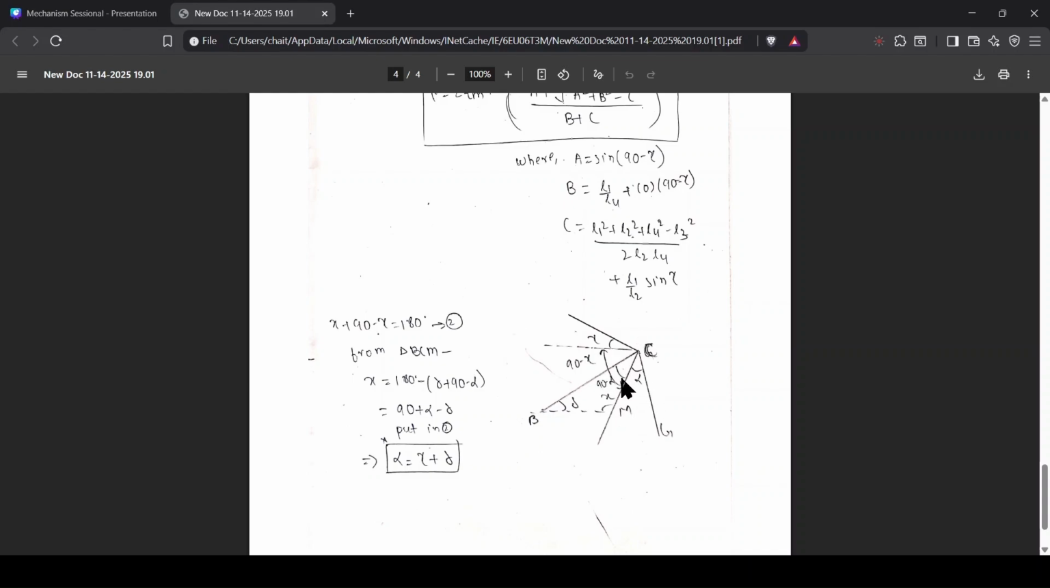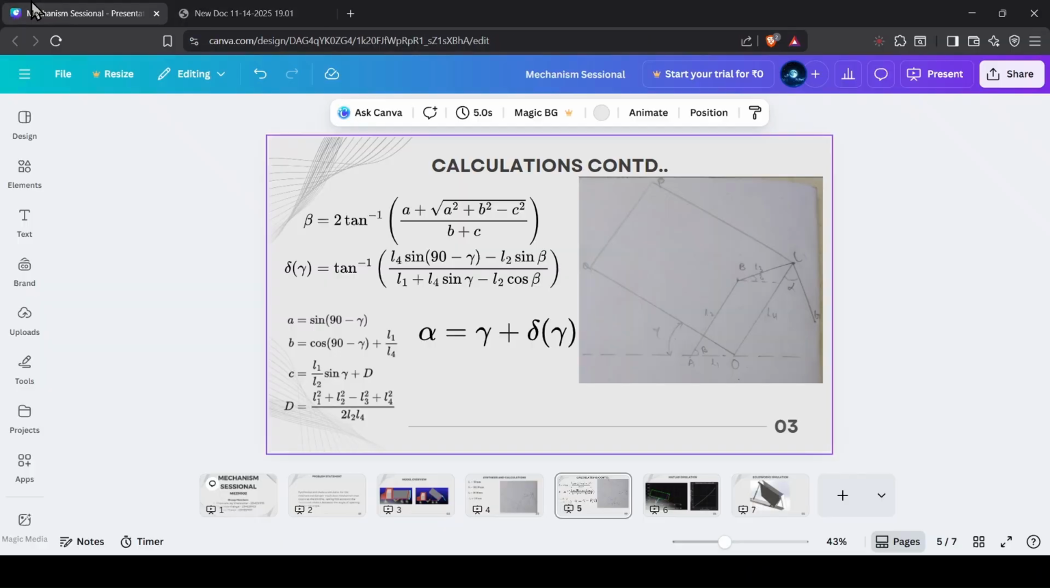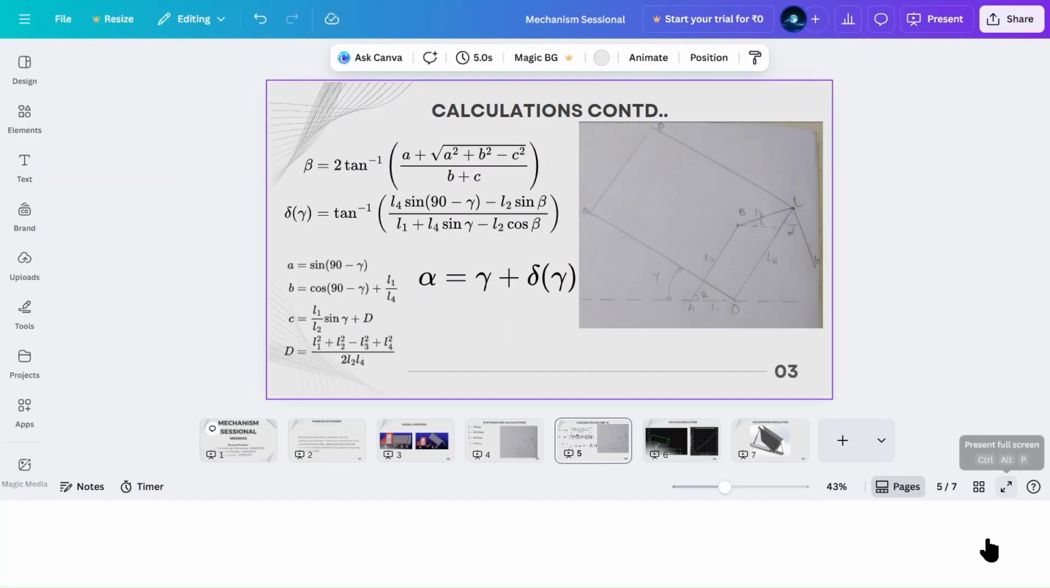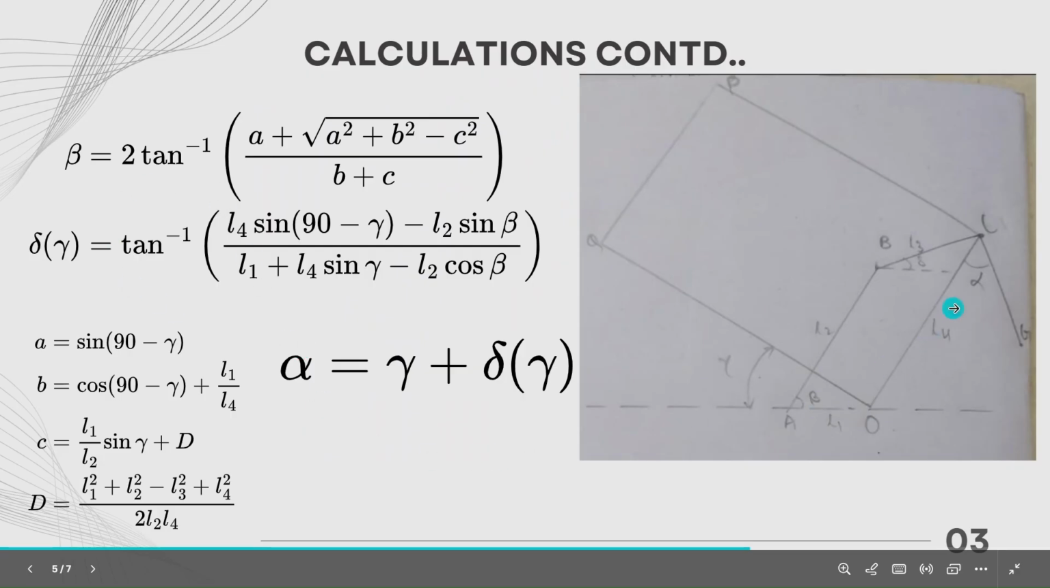This angle will be 90 minus alpha because we have mentioned that BC is always perpendicular to CG. Now in this triangle BMC, if we know delta and we know 90 minus alpha, we can figure out x from the summation of angle property of the triangles. And these two lines are always parallel, so the summation of these angles will be 180 degrees. From that relation, we can figure out what alpha is. Alpha is equal to gamma plus delta. That's all the relations we have written here.